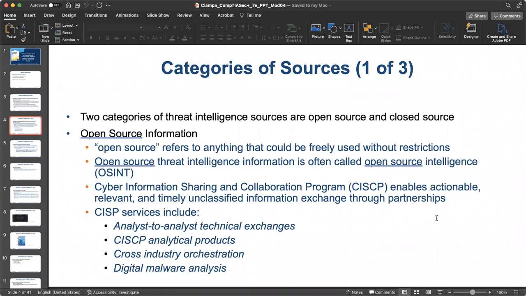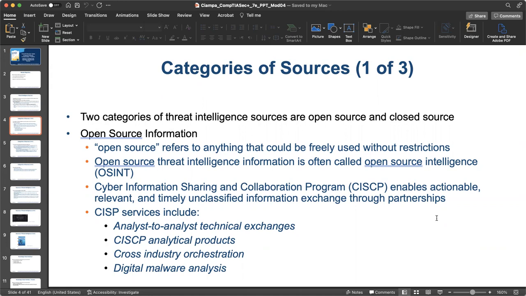This has become a vital resource to the industry. This information is often collected and then disseminated through public information sharing centers. A typical sharing center in the United States is the Department of Homeland Security Cyber Information Sharing and Collaboration Program, or CISCP, which a lot of industry resources are using nowadays. The CISCP enables actionable, relevant, and timely unclassified information exchange through trusted public-private partnerships across all critical infrastructure sectors in the United States.